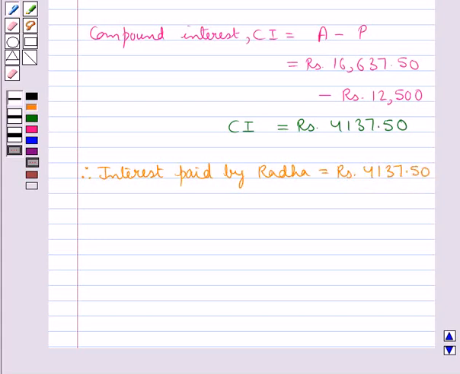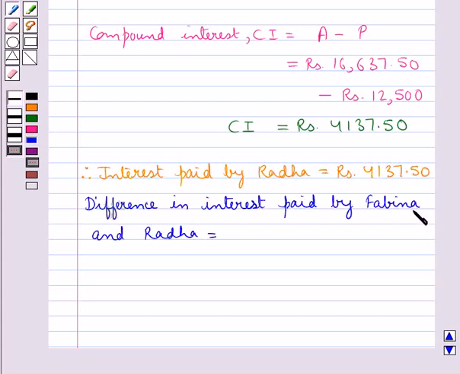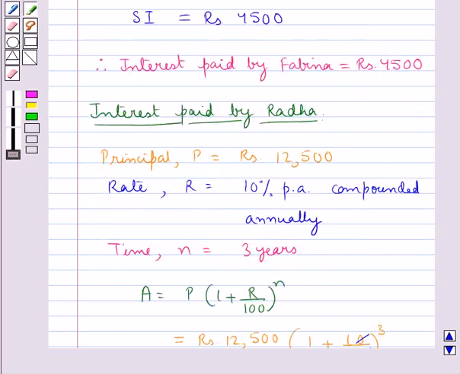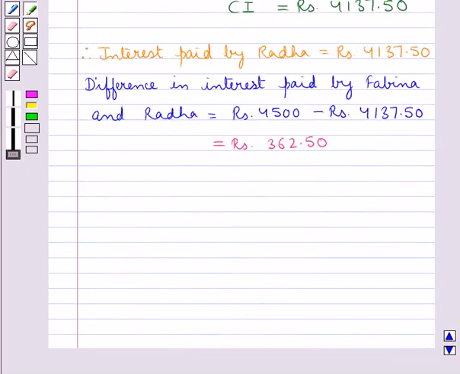Now the difference in interest paid by Fabina and Radha is equal to the interest paid by Fabina, that is rupees 4,500, minus interest paid by Radha, that is rupees 4,137.50, and this is equal to rupees 362.50. Now as you can see, interest paid by Fabina is rupees 4,500, which is obviously more than the interest paid by Radha, which is rupees 4,137.50.